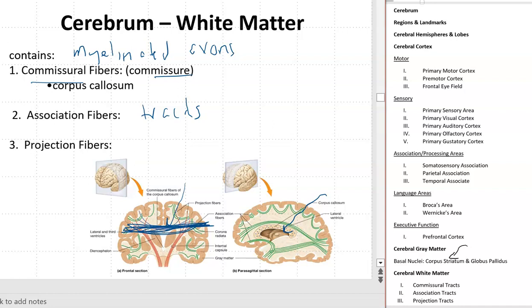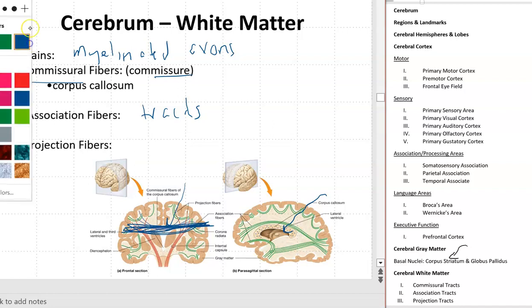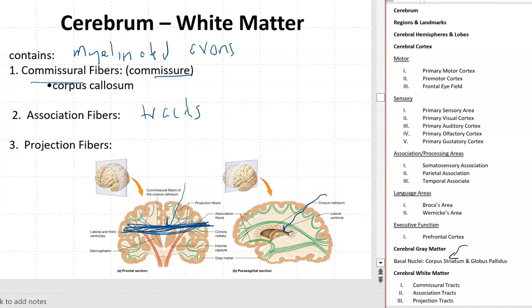An association fiber is going to relay information within one side of the brain. So it's usually relaying in one hemisphere or the other. So the association tracts are going to send information within one hemisphere. Maybe it's bouncing information around in the parietal lobe to connect all those different sensory areas. And then a projection fiber or a projection tract is just what it sounds like. These are going to run vertically. So what these are going to do is tie in the cerebrum with the rest of the brain and the spinal cord. So those are what our white matter does.